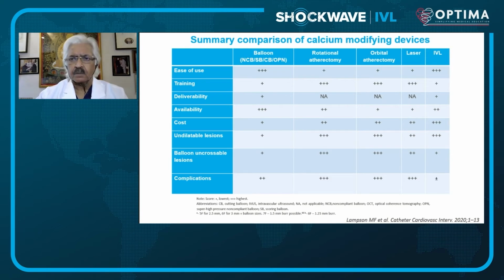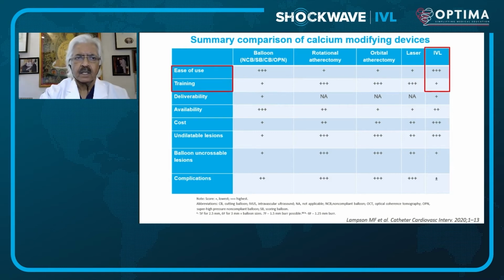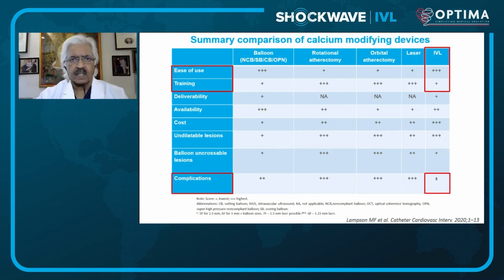Clearly, what stands out most is that intravascular lithotripsy seems to be a preferred choice at the moment, with the ease of use, the short learning curve, and the low incidence of complications associated with intravascular lithotripsy. Though I must emphasize that all these devices find their use when we deal with complex, heavily calcified lesions.